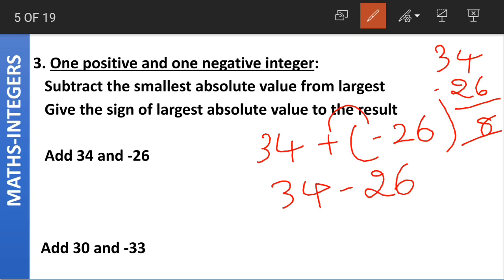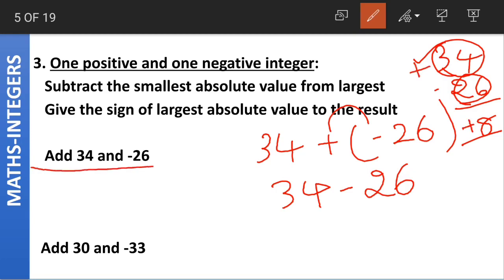And coming to the sign, which of both the numbers has the largest absolute value? Remember, you have to compare the absolute values, like 26 and 34. Which is the larger number here? 34 is the larger number. And what is the sign for 34? There is no sign in front of 34, which means it is a positive integer. So the answer will also have the positive sign.